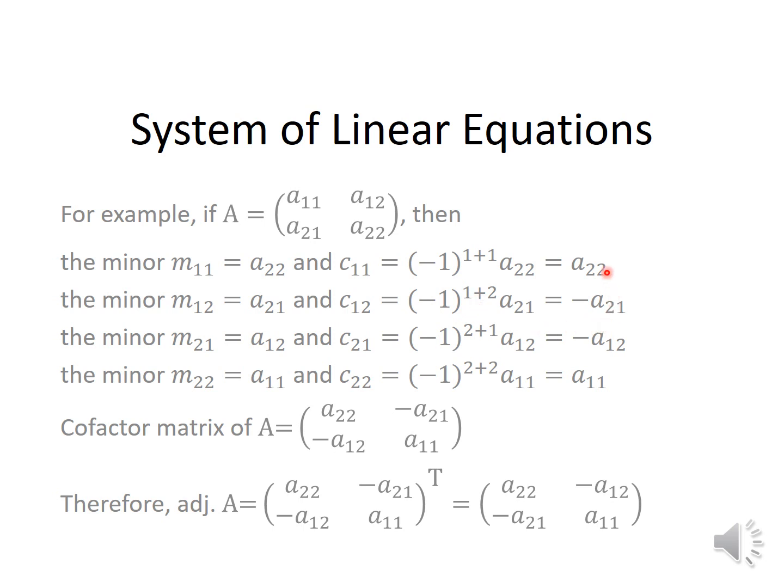After you calculate all the values of the cofactors, you assign all the values into matrix form according to the coordinate. For example, A22, actually this is the cofactor of A11, so you assign the value A22 into the coordinate of A11. So we call it the cofactor matrix of A. And to get the adjoint matrix of A, we transpose the cofactor matrix of A.